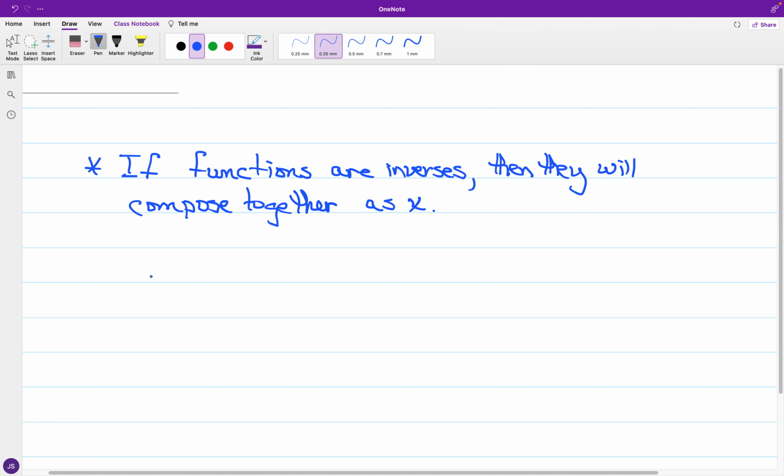And for section 3.1, we're looking at seeing whether the functions are inverses of each other. In problem number 32, we have two functions, h of x and k of x. For h of x, we have a linear function, 7x minus 3. And for k of x, we have x plus 3 all over 7.